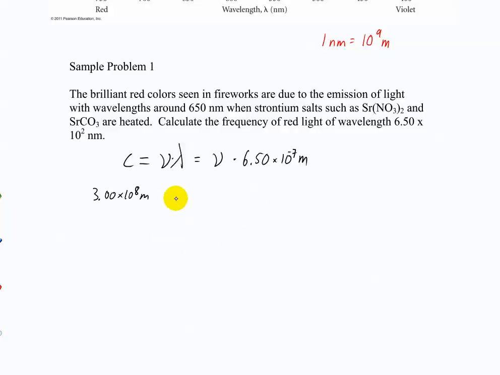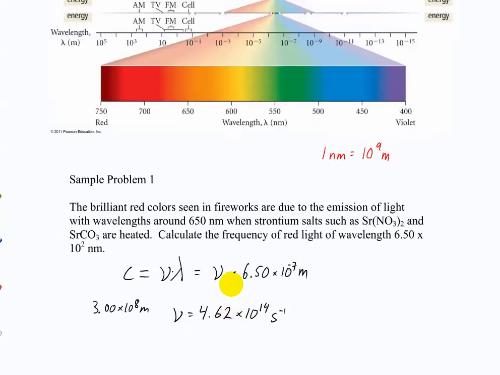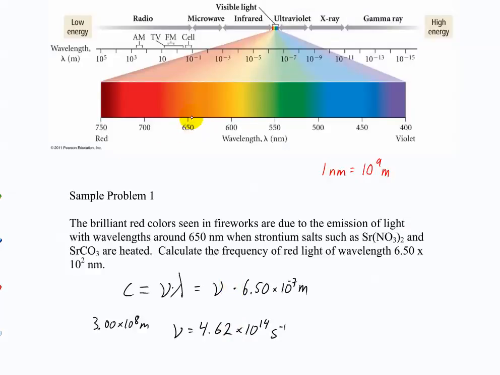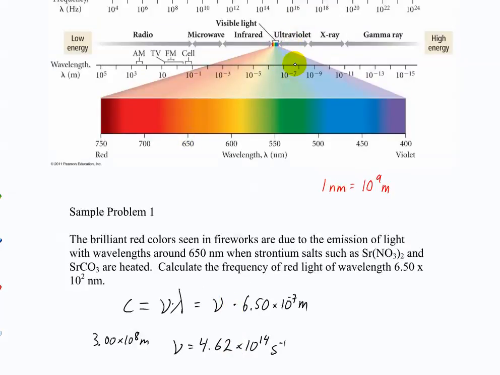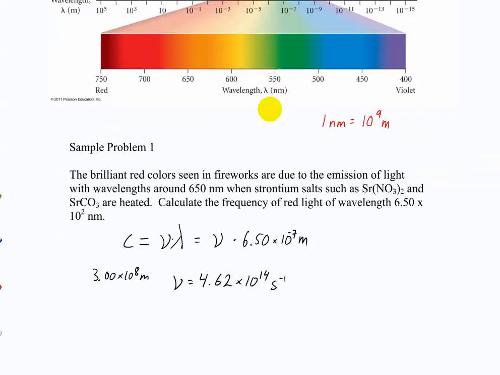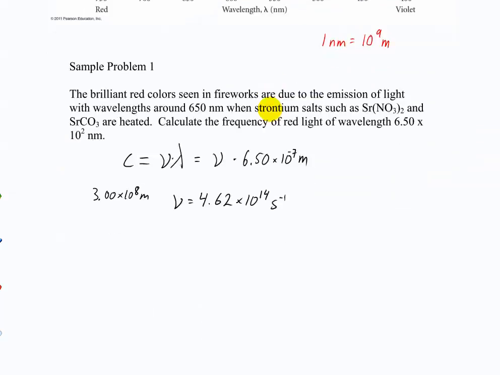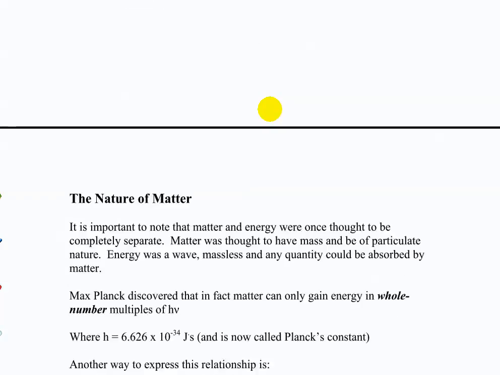You should get about frequency equals 4.62 times 10 to the 14th inverse seconds, or hertz. If you go back up to this, that should fit approximately right. 650 nanometers in the red is on that order of 10 to the 14th. The entire visible spectrum is basically around 10 to the 15th hertz in frequency. Okay, so you should be able to do that sort of thing.